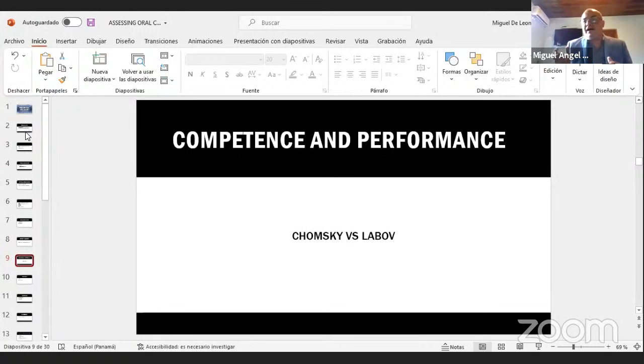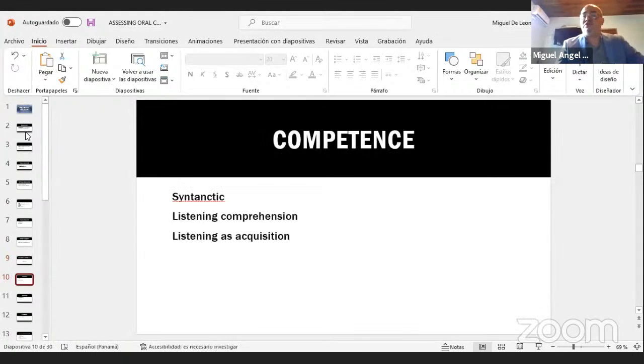So here we have to embrace both approaches. We have a prescriptive approach, as Chomsky does, and then a descriptive approach that Labov does. So in the competence that we were talking about, we have the syntactic component, right? So we have to have that grammar, that prescriptive grammar.